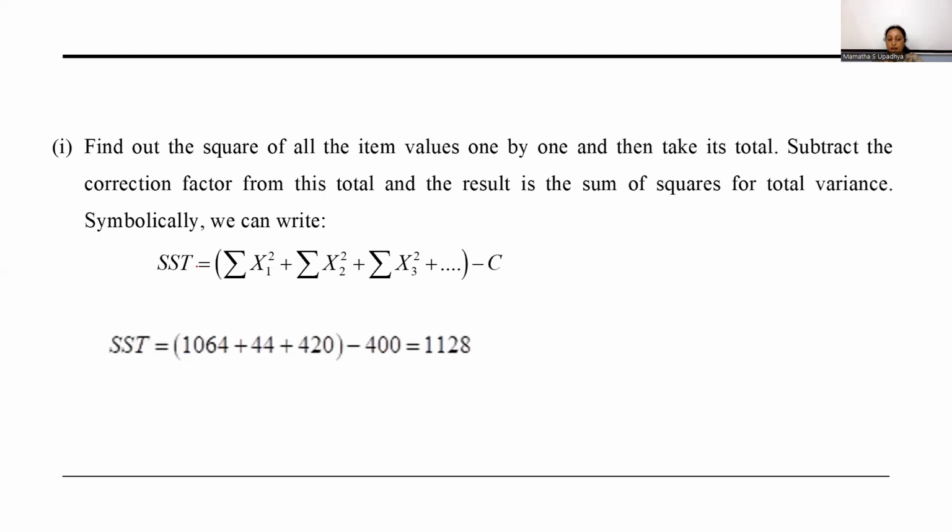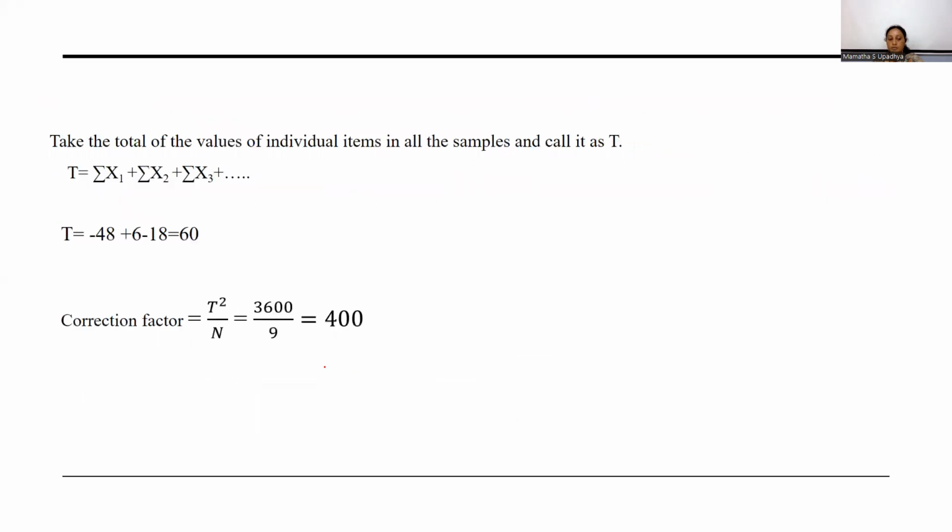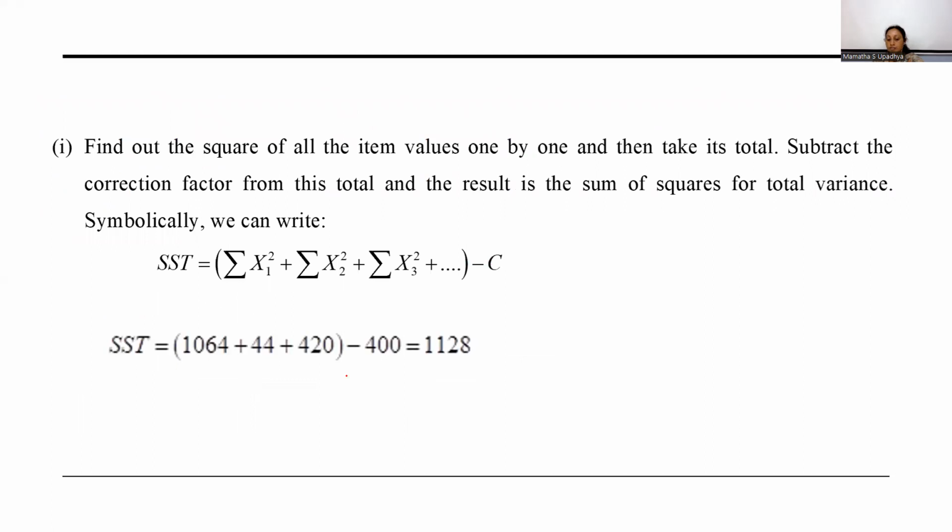So after this step, we need to find SST. What is SST? SST is the sum of squares of the total samples. So SST is x1 square plus x2 square plus x3 square minus C. What is C here? C is the correction factor. For this purpose, we have already made a table. So x1 square is 1064, x2 square is 44, and x3 square is 420. Substituting all this and then subtracting the correction factor, which is equal to 400, we get the SST as equal to 1128. So SST is the sum of squares for total variance, which is equal to 1128.